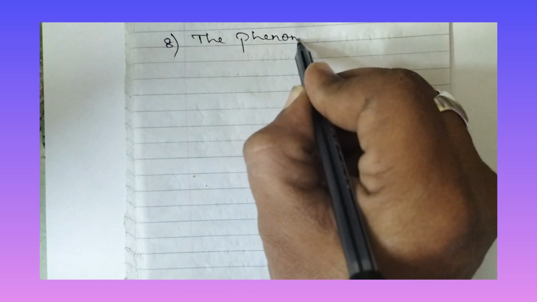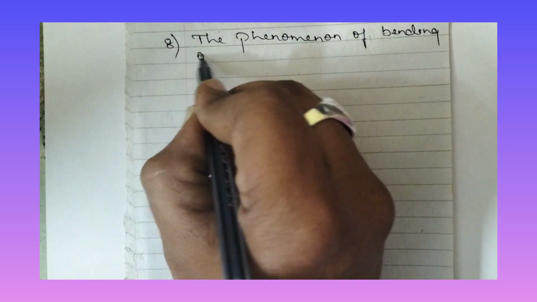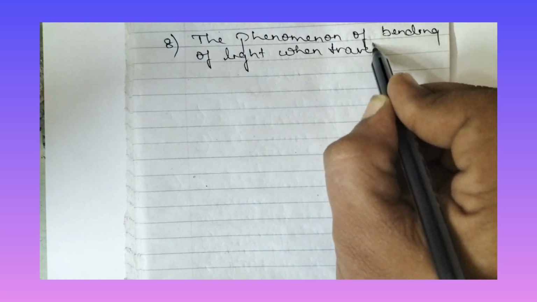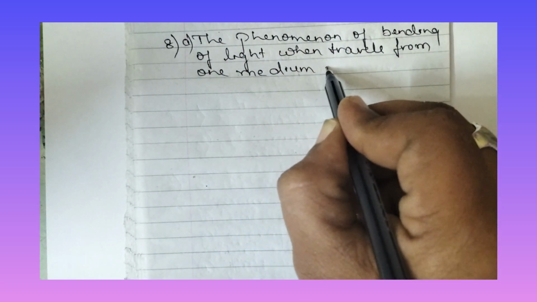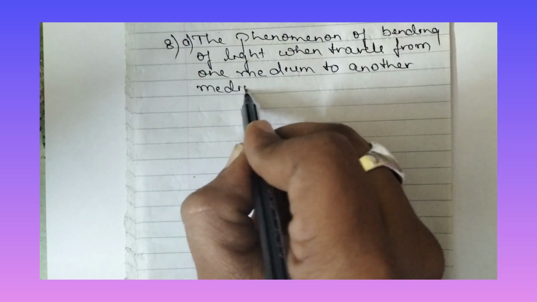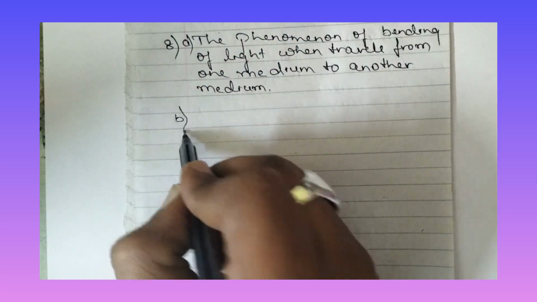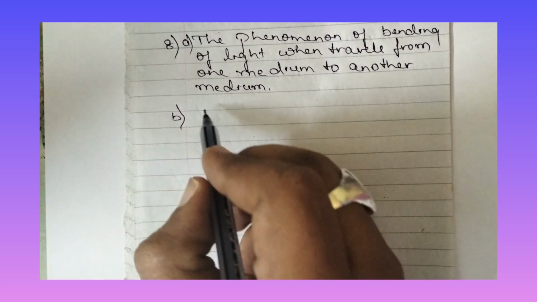So what is refraction of light? The phenomenon of bending of light when light travels from one medium to another medium is called refraction of light. Next question is, the star appears to twinkle during night time. Why? So for this one, let us answer.